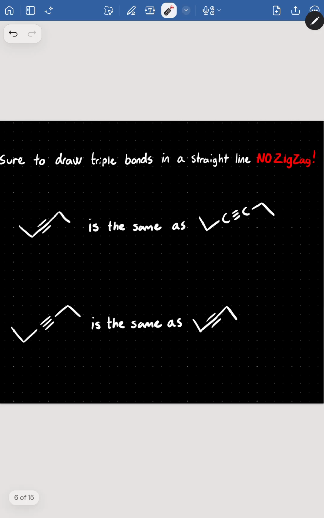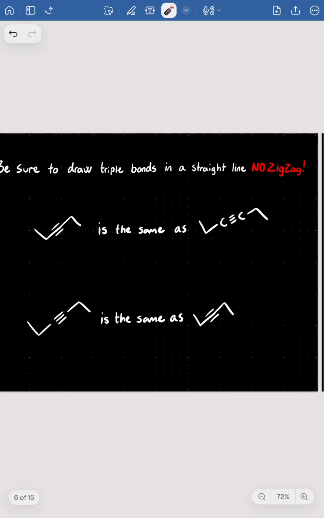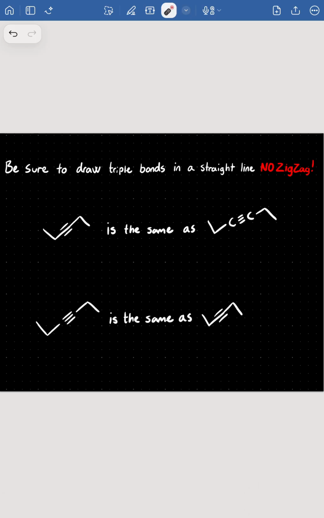Okay, so now an important rule with triple bonds. When drawing triple bonds, always draw them in a straight line. No zigzag, like the other bonds. Why? Because triple bonds are linear. I'll explain why in another video, so stay tuned for that.